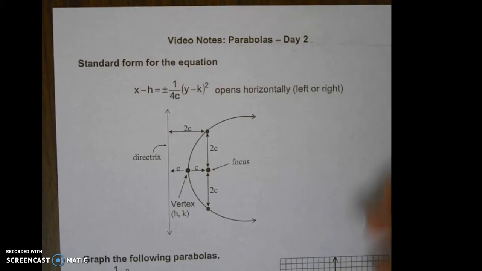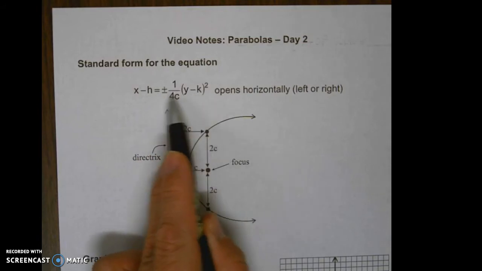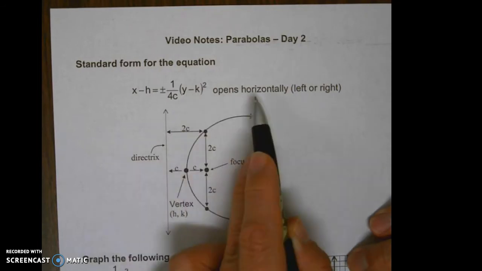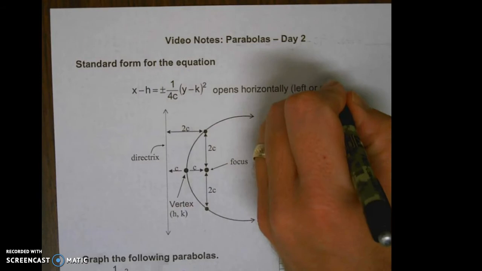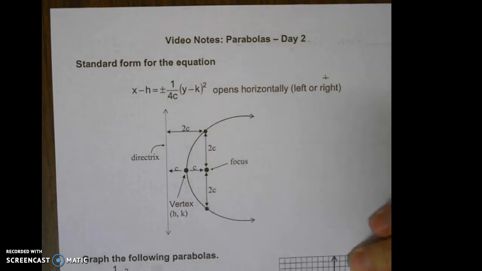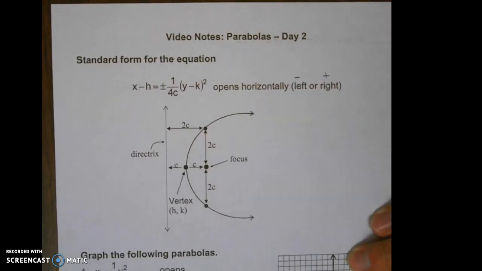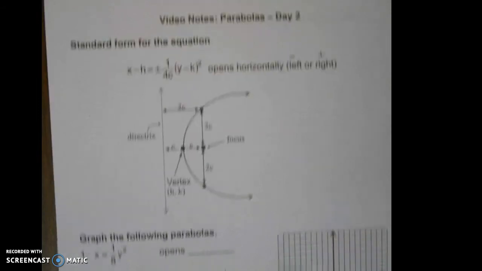So tonight we are looking at parabolas that open to the left and to the right. So now this is the form for this type of equation. And so to know if it opens left or right, if our a value is positive, it's going to open to the right. If the a value is negative, it's going to open to the left. Got it? Good.